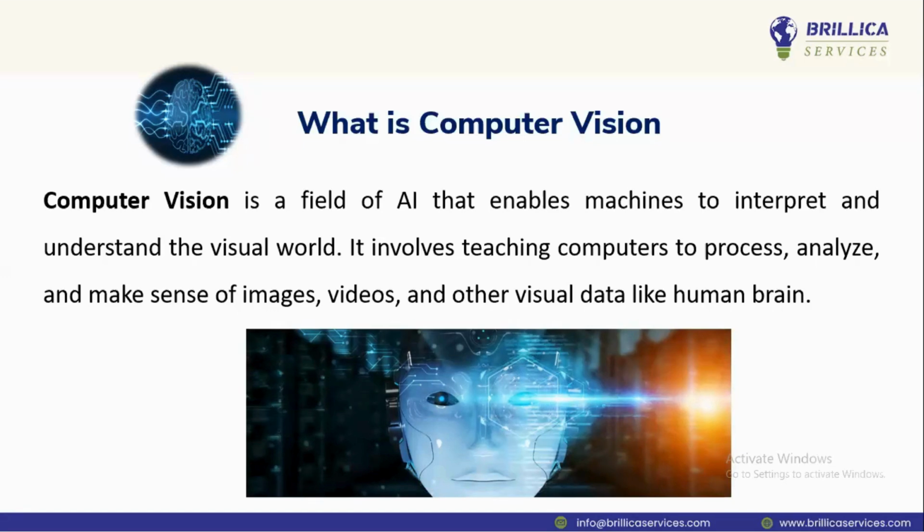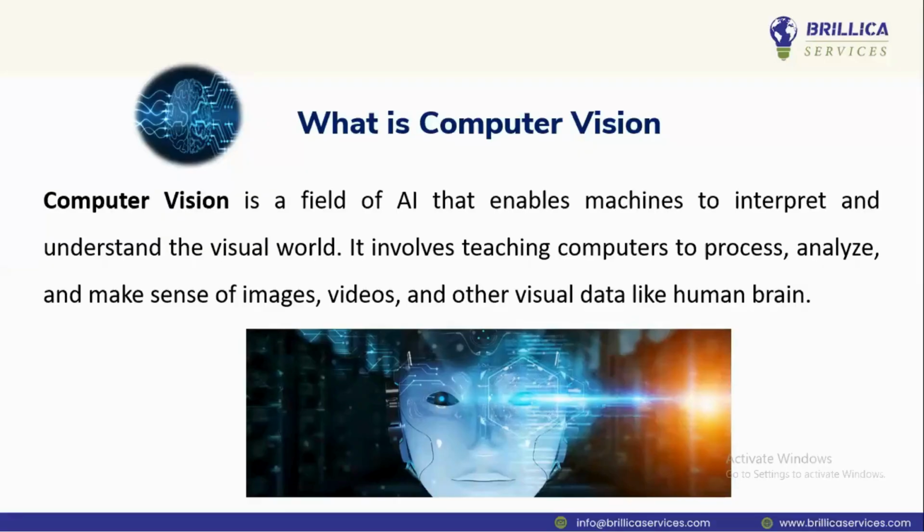It deals with images, videos, and other visual data like a human brain. So it involves teaching computers to process, analyze, and make sense of images, videos, and other visual data. Like a human can learn from visual data, in the same way we are going to develop a type of artificial intelligence that can learn from visual data. And this field is called computer vision.